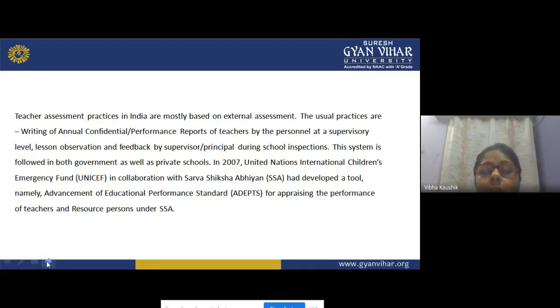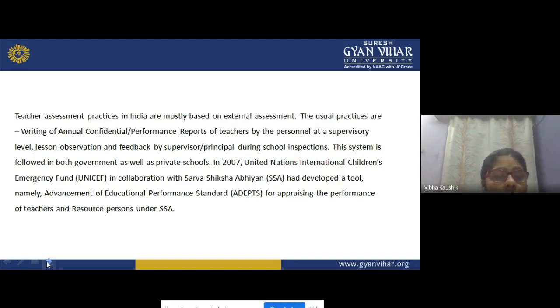In 2007, the United Nations International Children's Emergency Fund (UNICEF), in collaboration with Sarva Shiksha Abhiyan (SSA), developed a tool. We are talking about the need for a tool based on standards and criteria. These two agencies worked together and developed a tool, namely the Advancement of Educational Performance Standard. That tool helps in the appraisal of teachers, in evaluating teachers' performance.